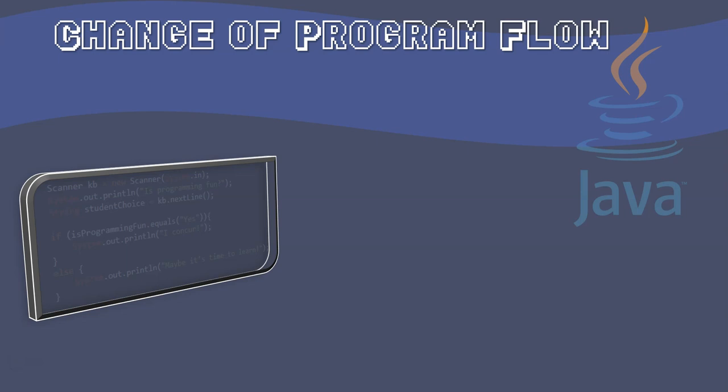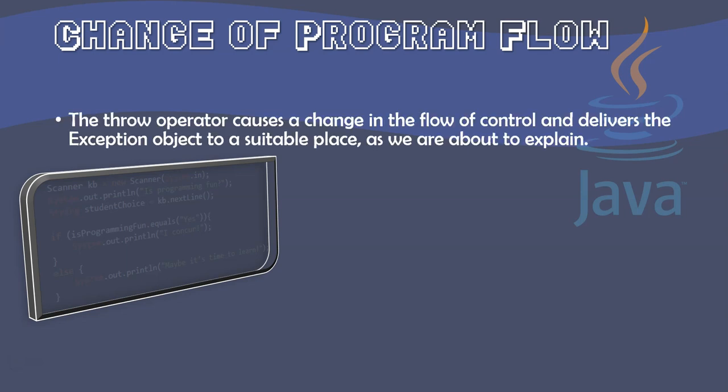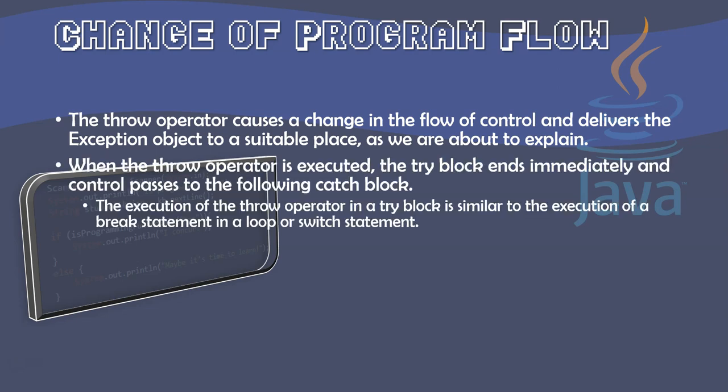Now, ultimately what this is doing is it's changing our program flow. The throw operator causes a change in the flow of control and delivers the exception object to a suitable place, as we're about to explain here. When the throw operator is executed, the try block ends immediately, as we have expected and experienced already with our exceptions, and the control will pass to the catch block. The execution of the throw operator in a try block is very similar to the execution of a break statement in a loop or a switch. Just like when we do a break, we exit out, we're done with it. Same thing's happening here with a throw.